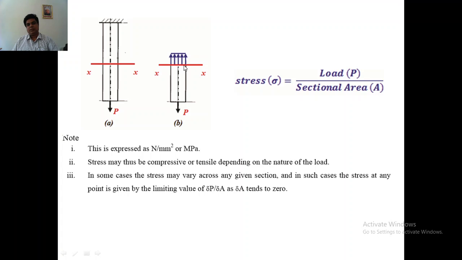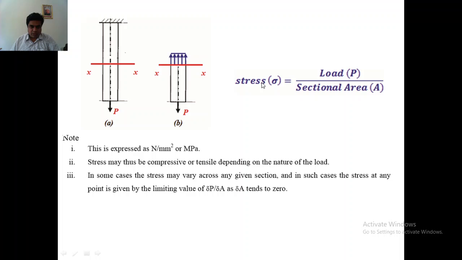So the cross-sectional area can be circular, or it can be rectangle, square, whatever it is. Okay, so mathematically stress is nothing but load by area. And if you want to define stress, we can define stress as resistance offered by the material to the applied load per unit area, or per cross-sectional area. That is called stress.